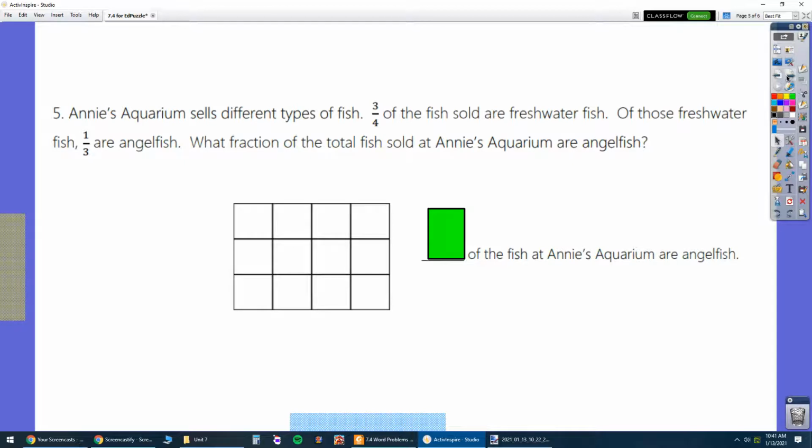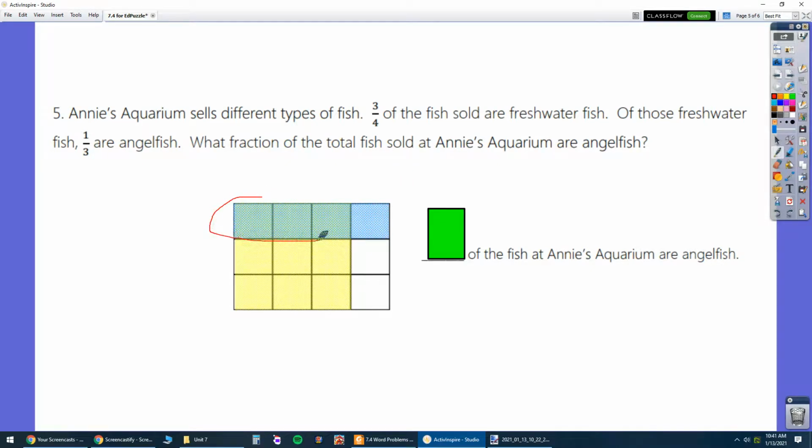2 more to go here. Annie's aquarium sells different types of fish. 3 out of 4, or 3/4 of the fish, are freshwater fish. So what should I shade to represent 3/4? How many columns should I shade in? Well, it should be 3 out of the 4 columns. So up and down, there's 1, 2, 3 out of 4. Out of those, though, they're not all angelfish. 1/3 of them are. So if I shade in 1/3, you can see here our overlapping section.